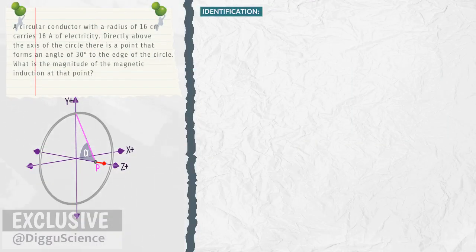Now, we will identify the values stated in the question. There is an electric current I equals 16 amperes. This angle is the angle alpha. Alpha is equal to 30 degrees. And the radius of the conductor circle, big R, is equal to 0.08 meters. Get used to using the International System of Units.